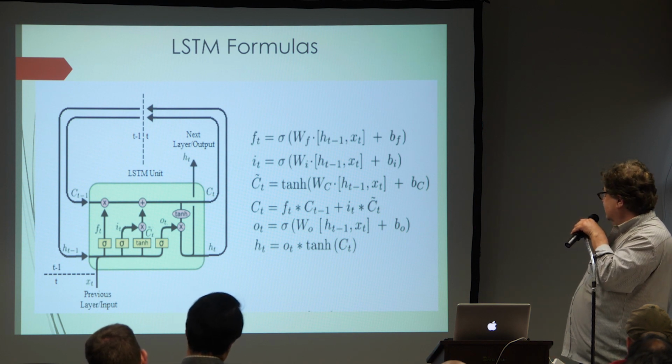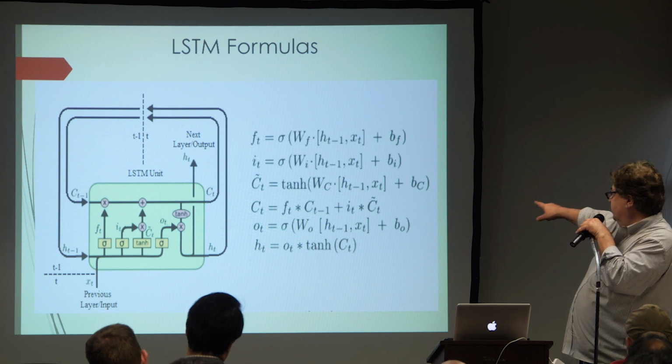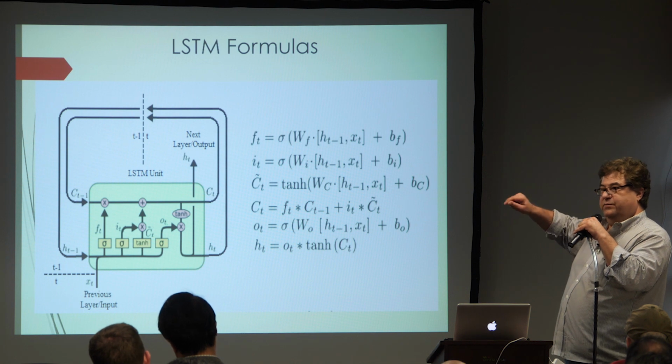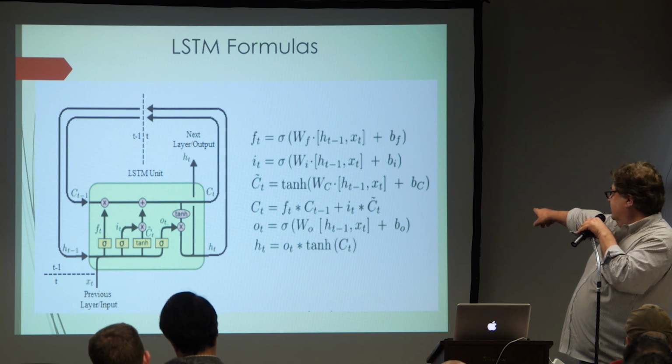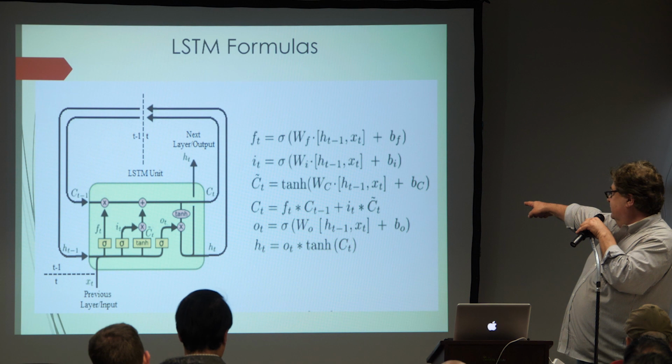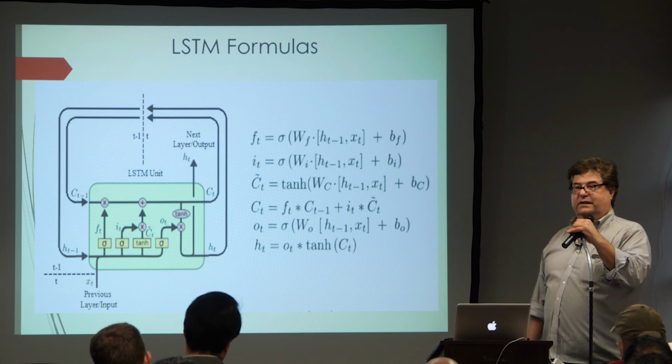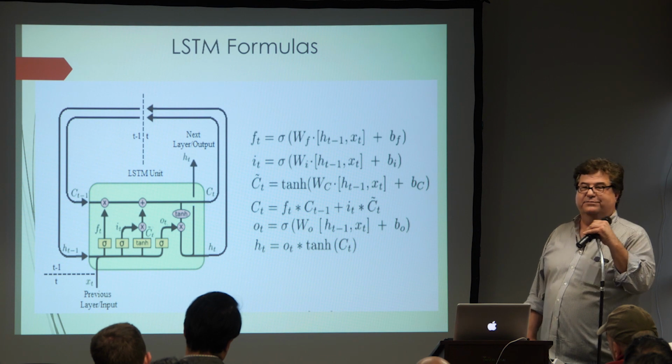And we're almost done. We already talked about the output. Now, that hidden state, that short-term thing, is the product of the output gate above and tanh of the internal state. And that's it.